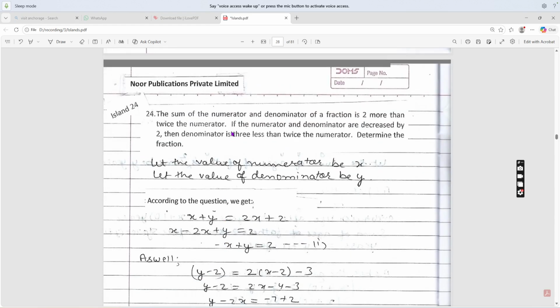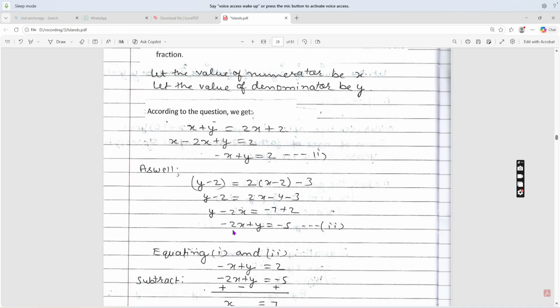Just see the second condition. If the numerator and denominator are decreased by 2, firstly, what we have to do? We have to decrease both by 2. So the new numerator would be x minus 2, and the new denominator would be y minus 2. And see what is written here: denominator is, so on the LHS we have to put the denominator, which is y minus 2, "is" stands for equal to, 3 less than. 3 less than is represented by minus 3, then twice the numerator. Whenever it is written twice the numerator, we have to multiply 2 with the new numerator, and the new numerator is x minus 2, and we are going to multiply by 2. So this is the second equation.